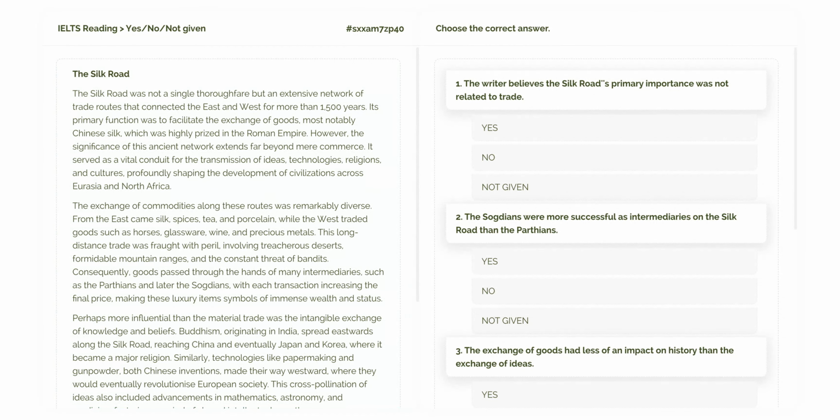Real IELTS begins here. Today we're going to tackle a very common but sometimes tricky IELTS reading question type, identifying information, also known as yes, no, not given. Now I know this one can be confusing at first, but don't worry. With some clear strategies you can absolutely master it.